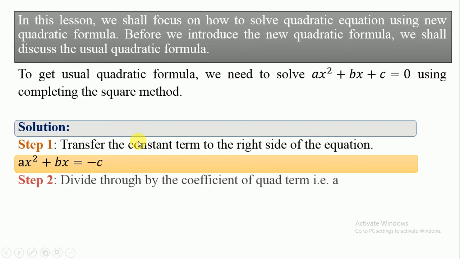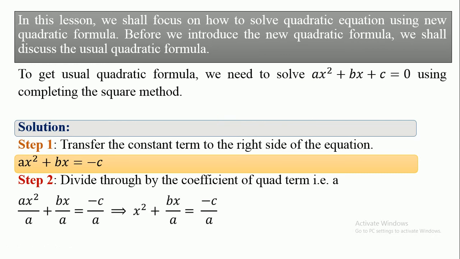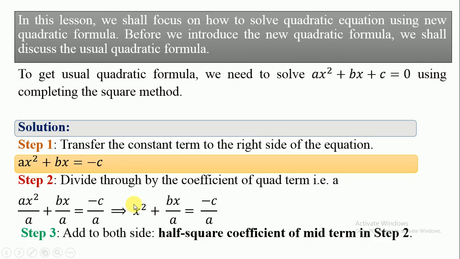So the second step, can you remember? You need to divide through by the coefficient of the quadratic term. In this context, the coefficient of x squared is a, so you divide through by a. Are you with me? So by the time you divide through, you have this. You can see a cancels a, that's why we have x squared plus bx over a equals minus c over a.